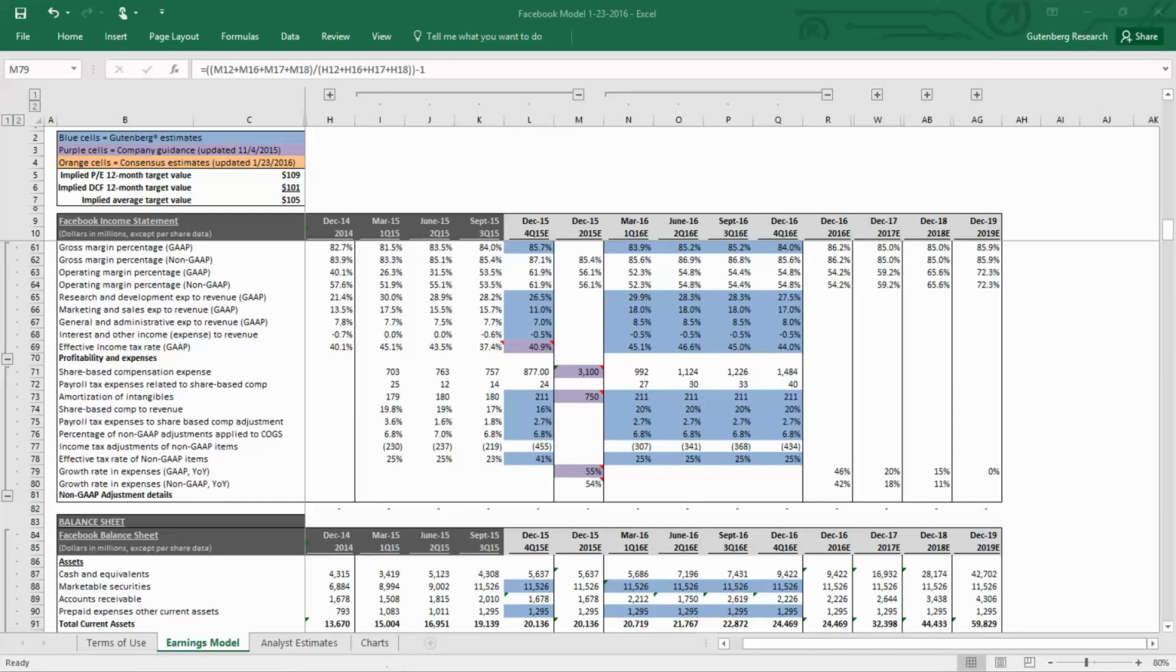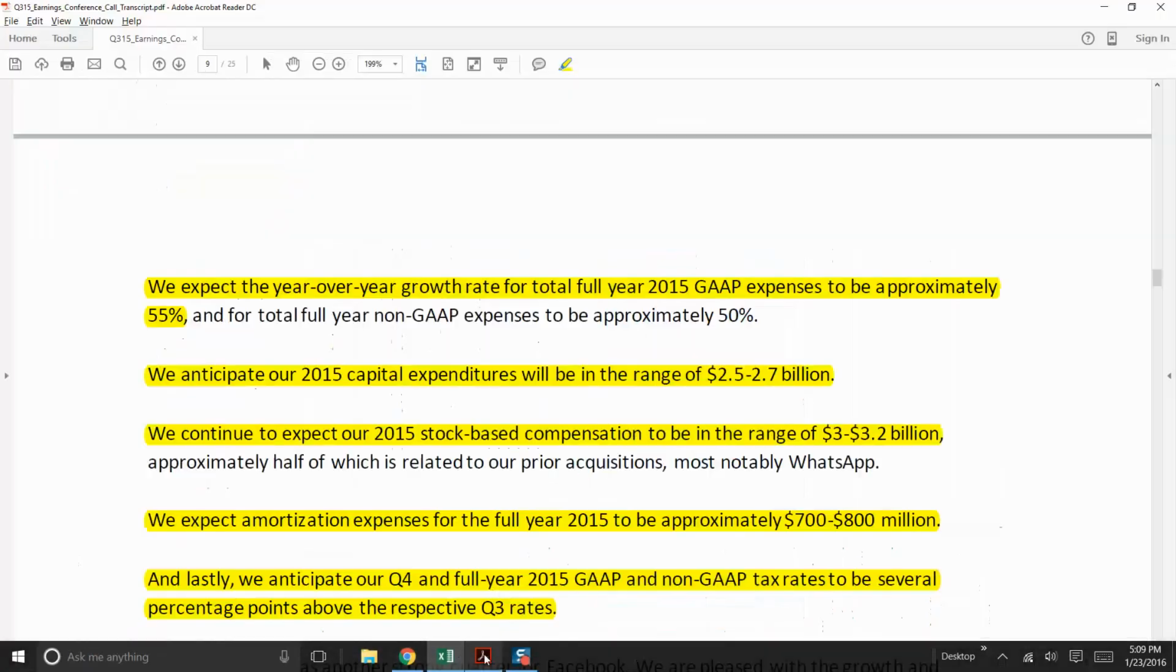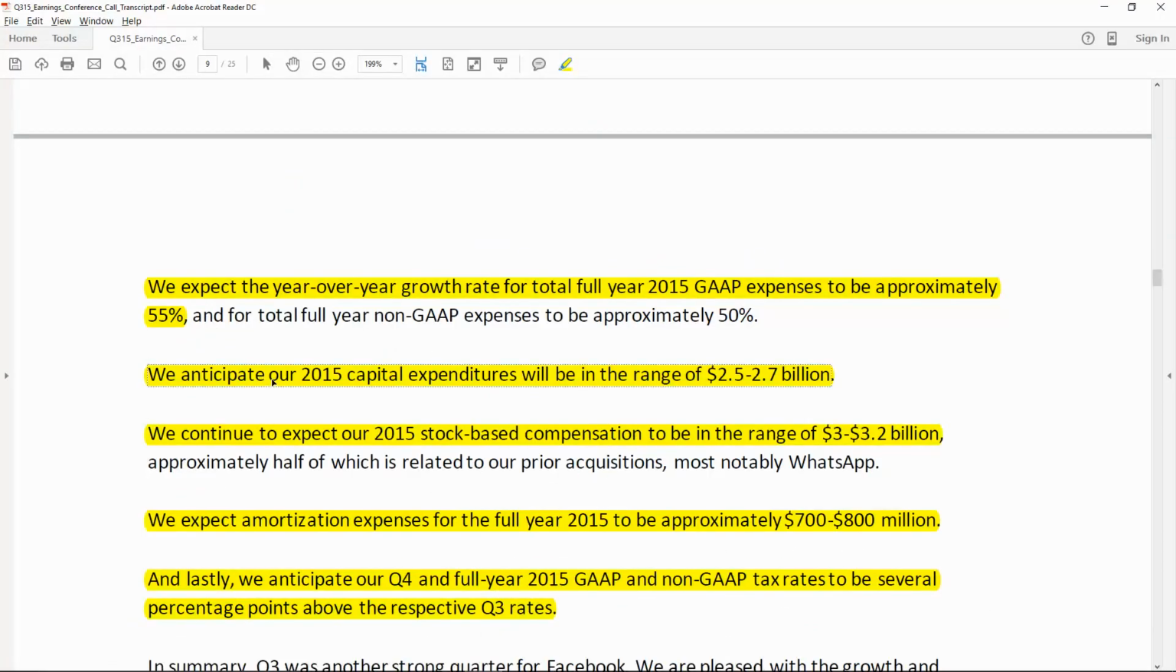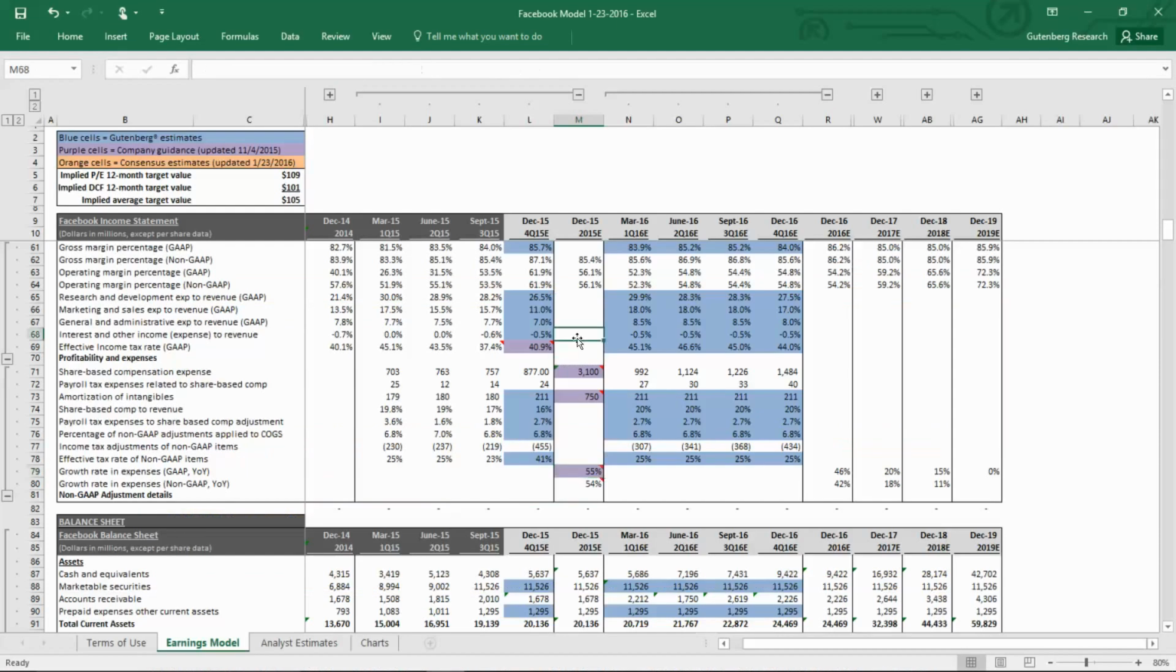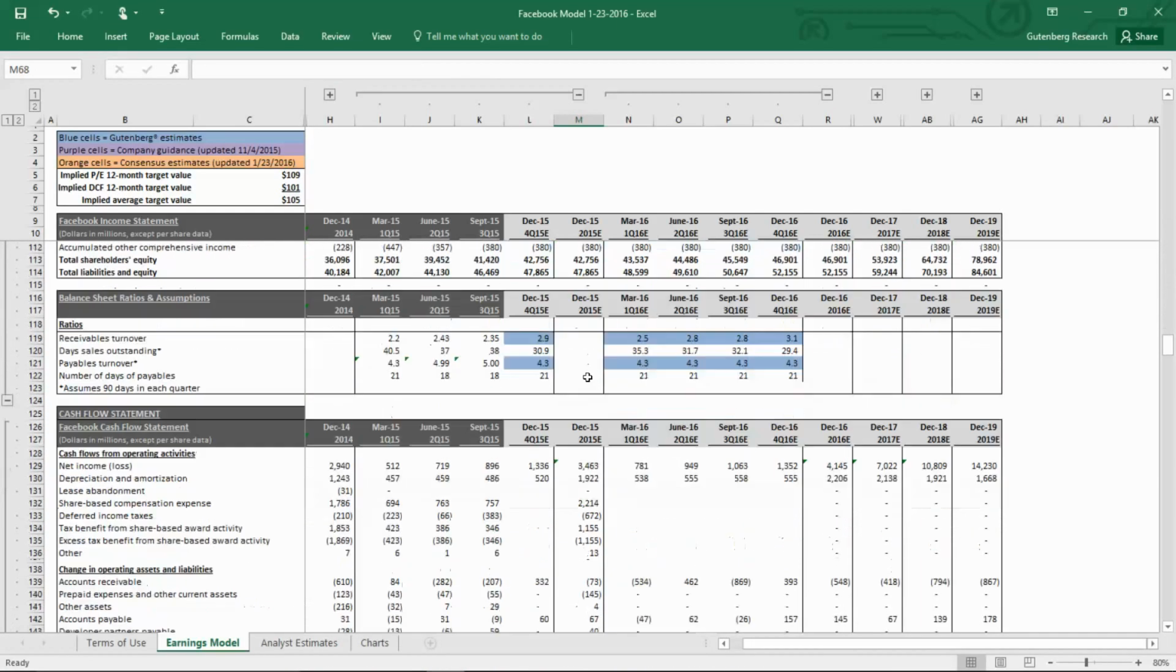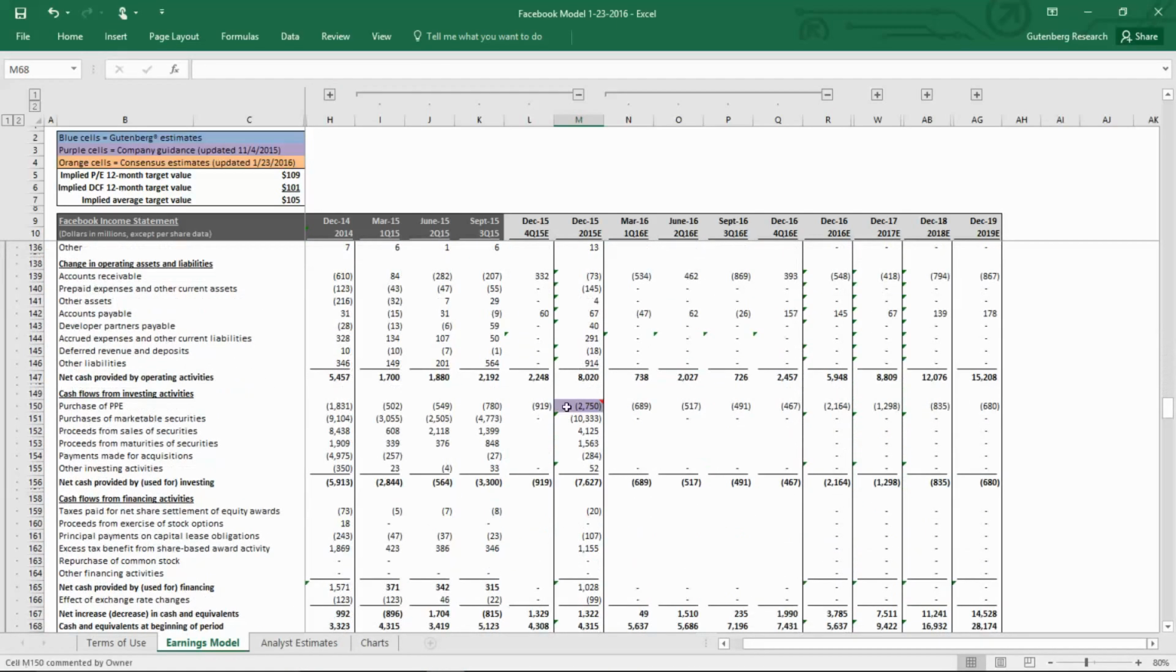The next item that management gives us guidance for after the expenses is Capex. They expect full year 2015 Capex to be in the range of $2.5 to $2.7 billion. And we keep Capex in the cash flow statement, and you can see that we've modeled it right to 2.75, so the midpoint of that guidance, which means Capex for the fourth quarter will be much higher than all the other quarters this year at just over $900 million.